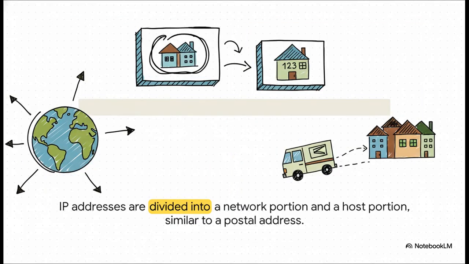And this is the key idea, right here. A router on the other side of the world doesn't need to know your exact street address. It just needs to know the zip code to send the package to. Once your data gets to your local area, the local routers take over and figure out which house it belongs to. This 2-part system is what makes the whole internet possible.